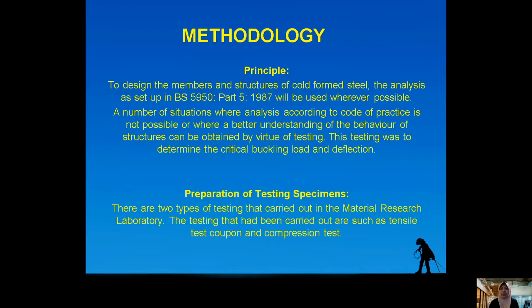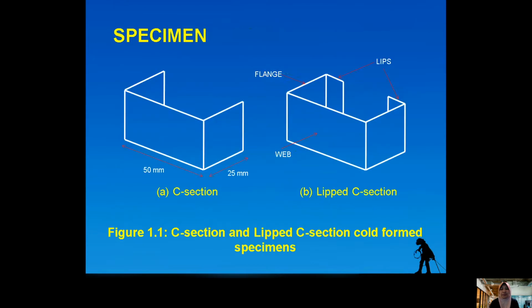For preparation of the testing specimen, there are two types of testing carried out in the material research laboratory: the tensile coupon test and the compression test. This is the sample of the specimen. Figure A is for the C section with the dimensions given, and figure B is for the lip C section with the web, flange and lips.